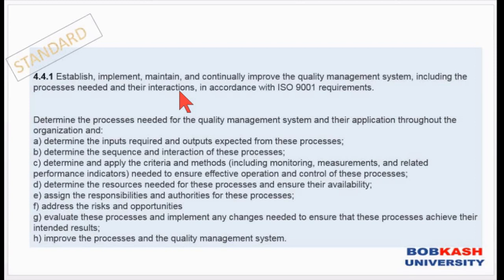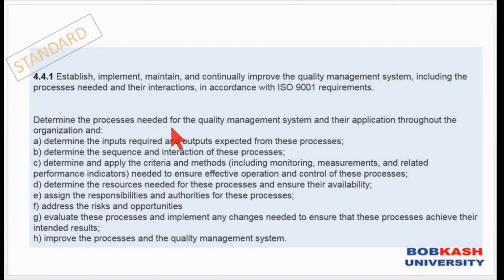So all the establishment, implementation, maintenance, and continual improvement of the quality management system, including the processes needed and their interactions, is nothing but 4.4.1. So how do we do that? The organization determines the processes needed for the quality management system and their application throughout the organization. 4.4.1 says how you will determine the processes needed.